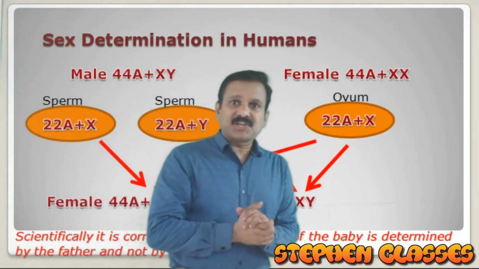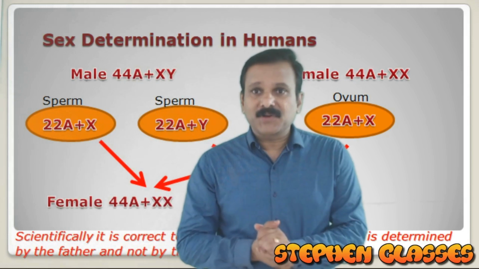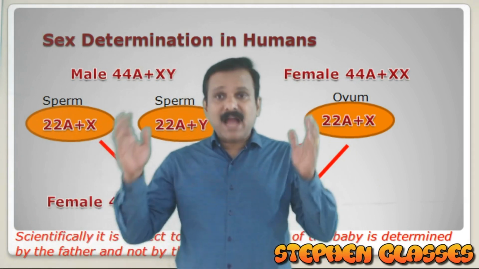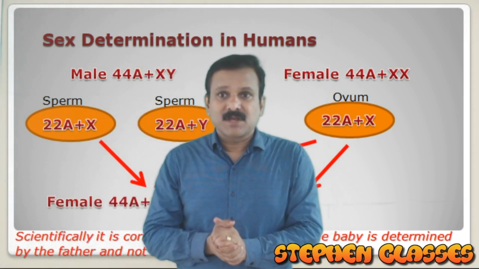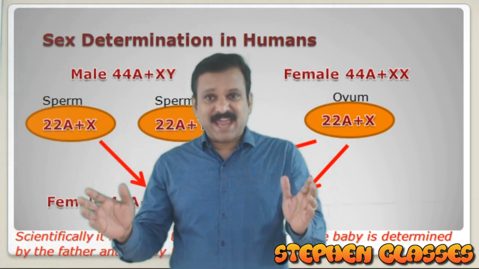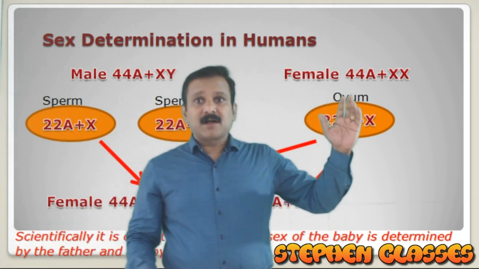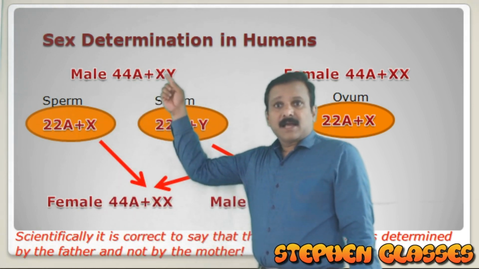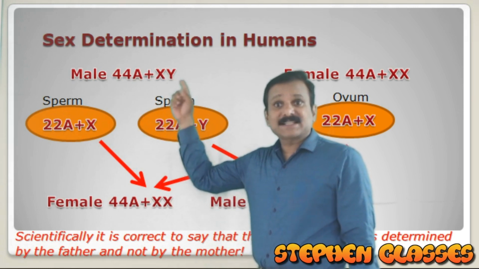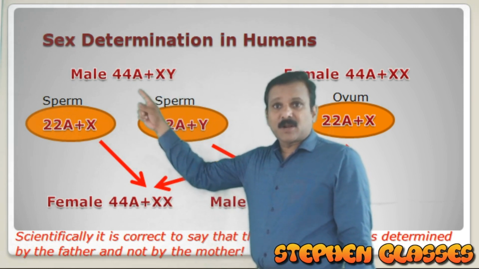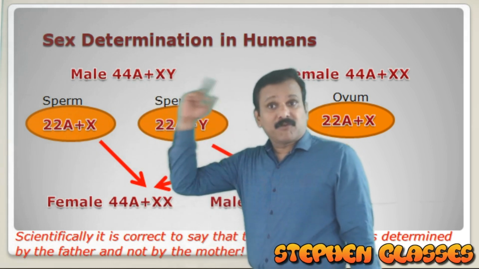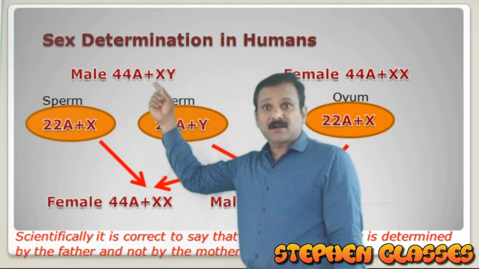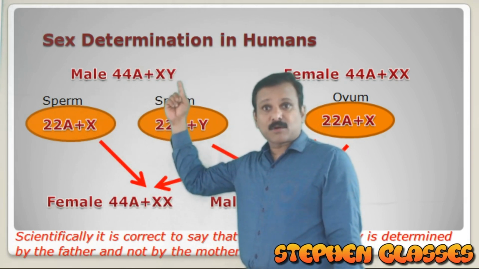Now about sex determination in humans. In the case of human beings, we are dioecious, male and female individuals are there, and we have a difference in the arrangement of chromosomes. What is the arrangement of chromosomes in male and in female? In the case of a male individual, there will be 44 autosomes, and X chromosome and Y chromosome as sex chromosomes. So out of the 46 chromosomes, 44 autosomes and 2 sex chromosomes will be there. One will be X chromosome and the other is Y chromosome.